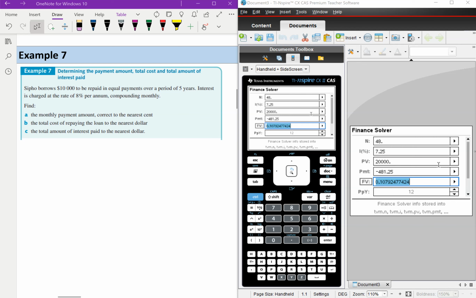Hey there. This is example 7, again to do with Finance Solver. I've just done the previous example, example 6, so there are still some numbers on this side here. But let's have a go with this question here.